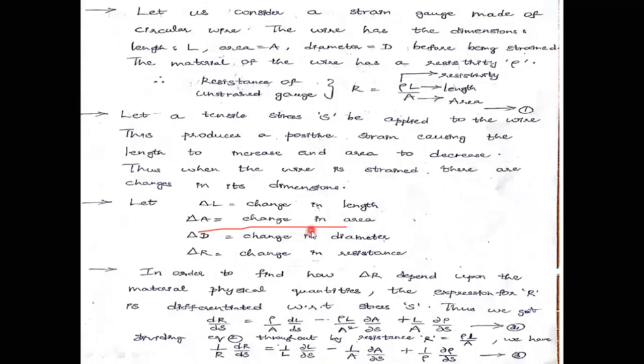I am going to substitute this term in equation number 3. Equation 3 can be written as 1 by R dR by dS is equal to 1 by L dou L by dou S minus this one. The middle term 1 by A dou A by dou S, I am going to substitute here, that is 2 by D dou D by dou S plus 1 by rho dou rho by dou S.